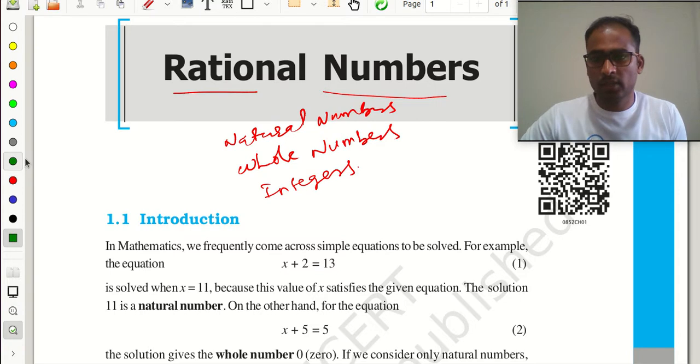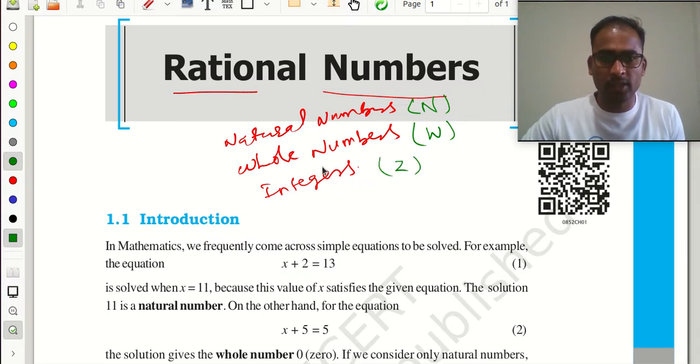Is that clear? So the natural numbers are represented with which letter? N. And the whole numbers are represented with W. And the integers are represented with Z. All the letters are capital letters only. Okay? And the rational numbers are represented with Q. And we will learn the rational numbers and their properties also.